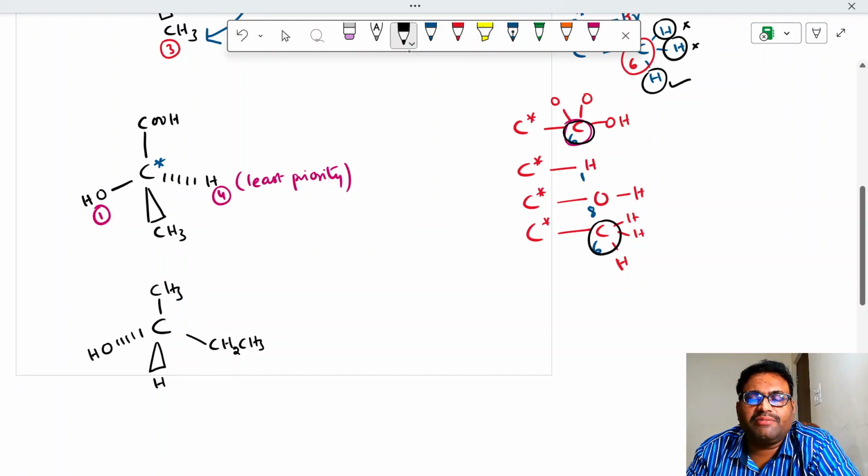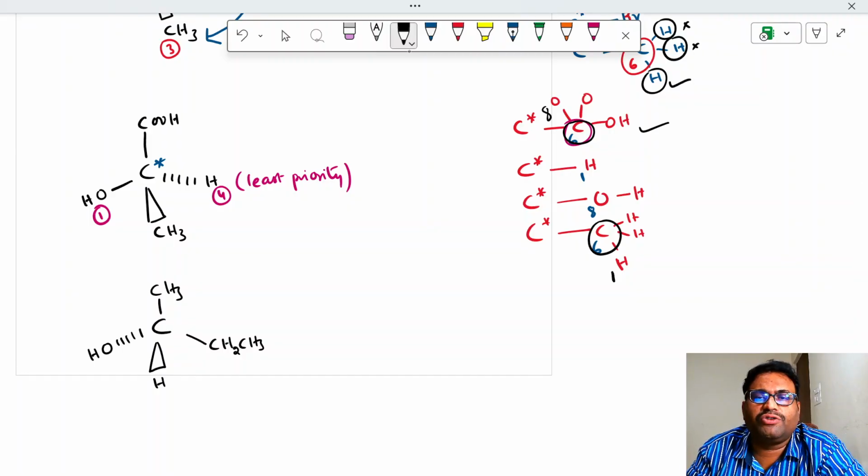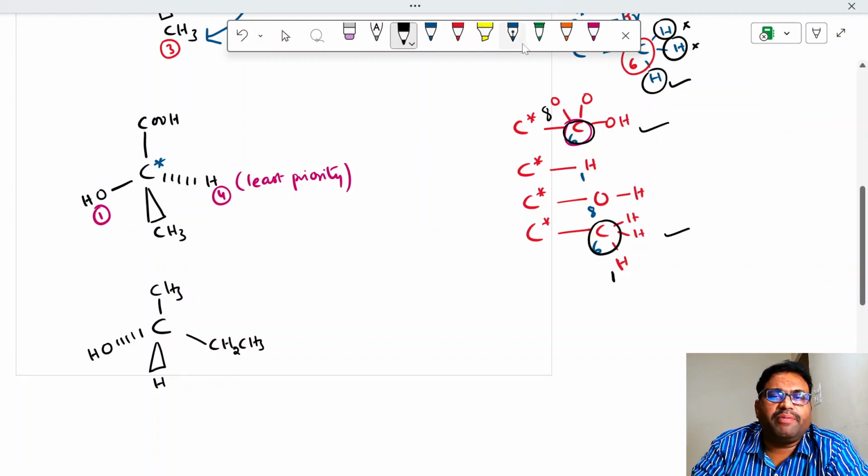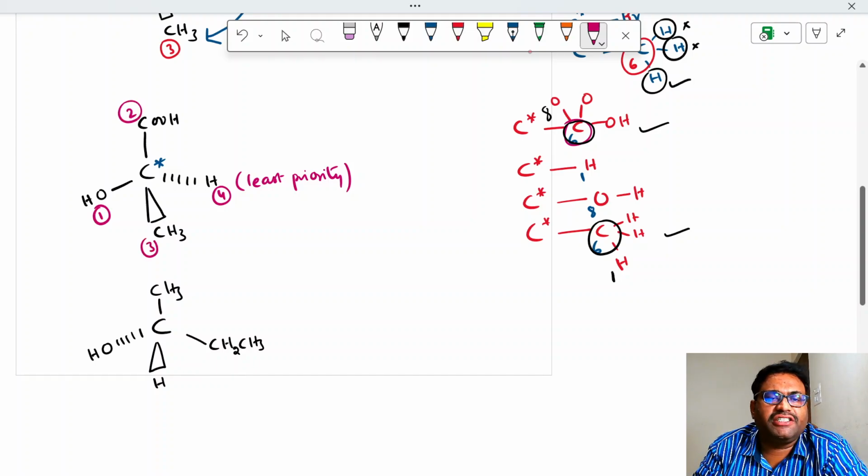If directly attached atoms are the same, then you have to move to the next atom. Here you have oxygen, atomic number 8, and here you have hydrogen, atomic number 1. So whose atomic number is more? Oxygen's atomic number is more. So the COOH group will have more priority than CH3. So the second priority will be COOH and the third priority will be CH3.